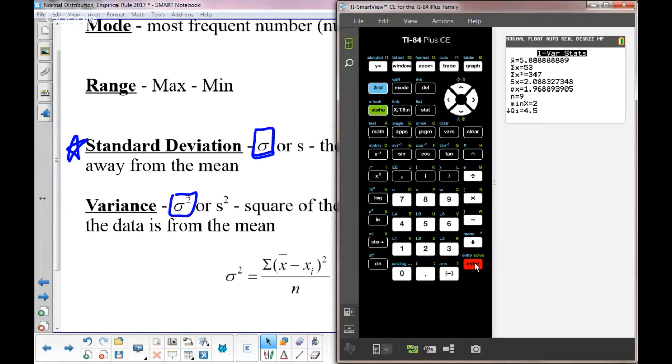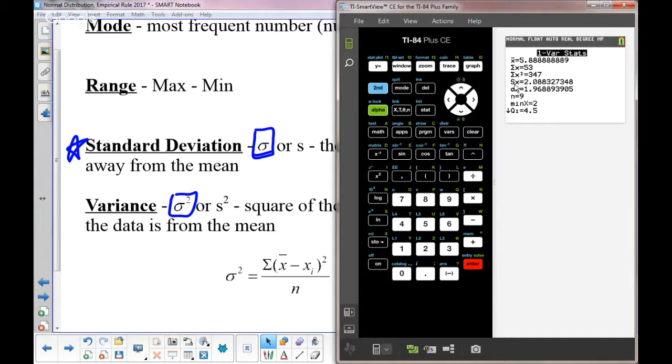And then you see we have this sigma x and x squared. We're not going to care about that. And then you have this Sx, and look, there's our little buddy there, the sigma, or the little o with the hat on it. Sigma x. That's my standard deviation right there, and that's what we would use.